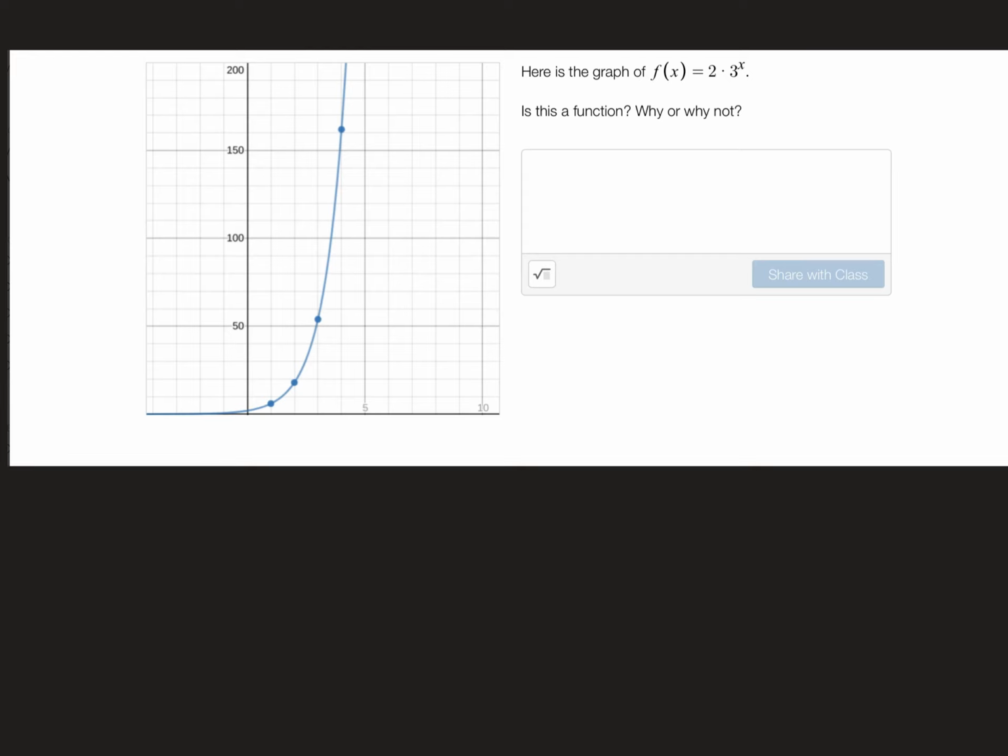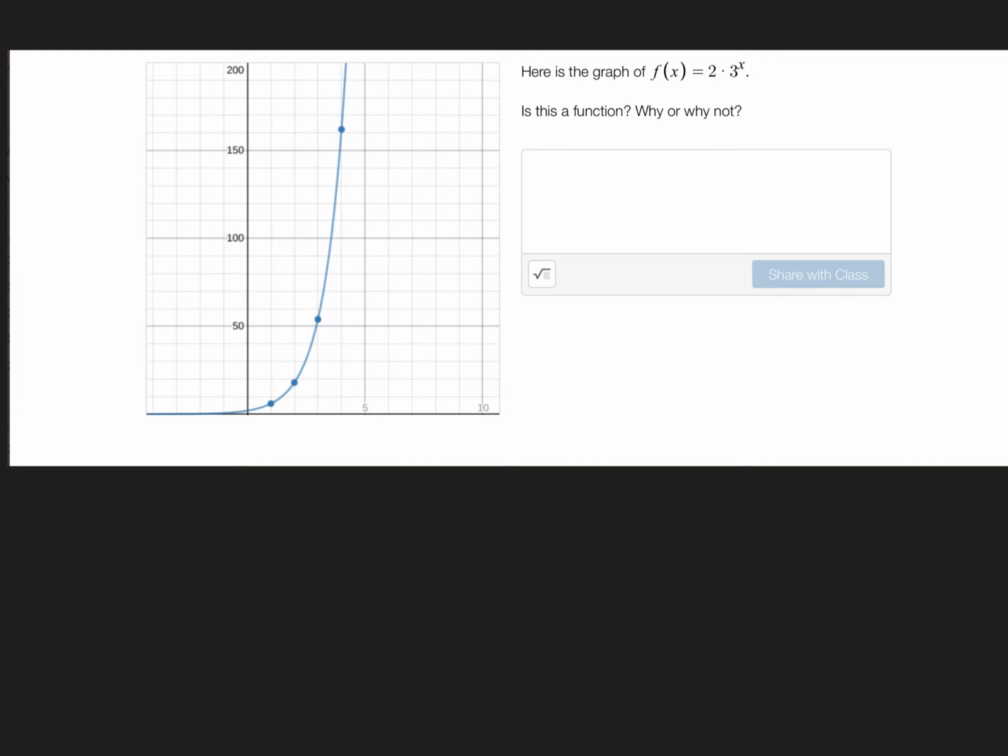Alright, I've given you the graph of f(x) = 2 · 3^x. So now it's in f(x) notation. It's connected. We call it continuous. It's got any possible input. But our question is: is it a function, why or why not?